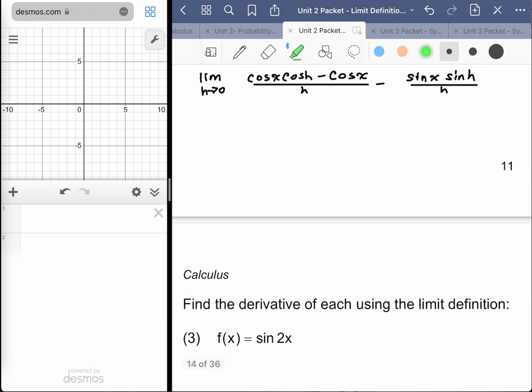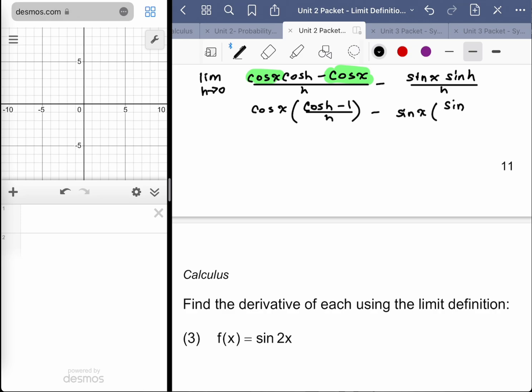So I have my common factor here of cosine x. You can pull that out. So this would be cosine x times cosine h minus 1 over h. The other fraction, I could just split a little bit and write it as sine of x times sine h over h. Still limit as h approaches 0, but it's the limit as h approaches 0 of this entire expression.